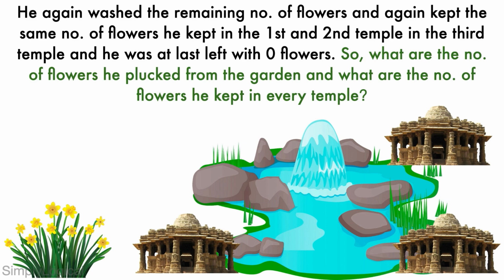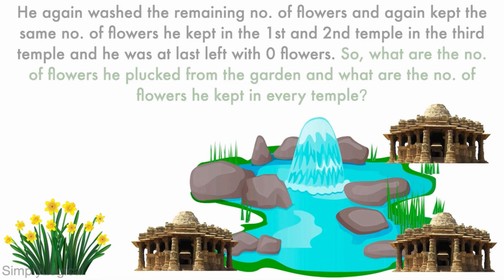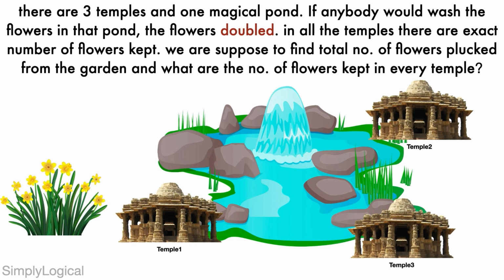Let me explain the solution now. According to the puzzle, there are 3 temples and 1 magical pond. If anybody would wash the flowers in that pond, the flowers doubled. In all the temples, there is an exact number of flowers kept. We are supposed to find the total number of flowers plucked from the garden and the number of flowers kept in every temple.